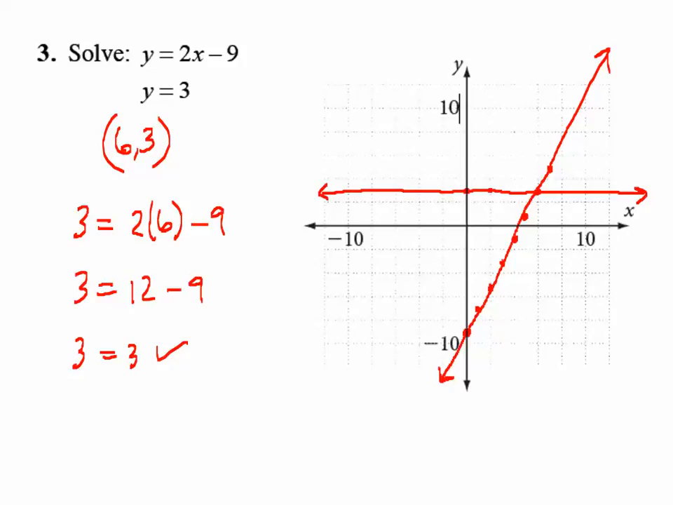Okay, so just to reiterate again, all we're trying to do is figure out the intersection point. That's it. It's a good way to practice graphing, especially towards the end of the semester. But we're just trying to figure out that little point right there. Okay, now let's take a look at the two weird ones.